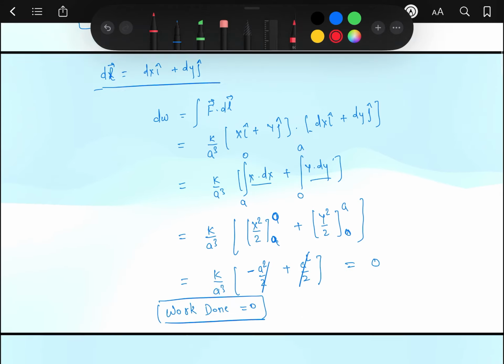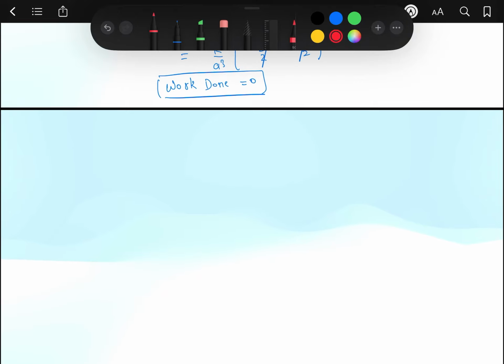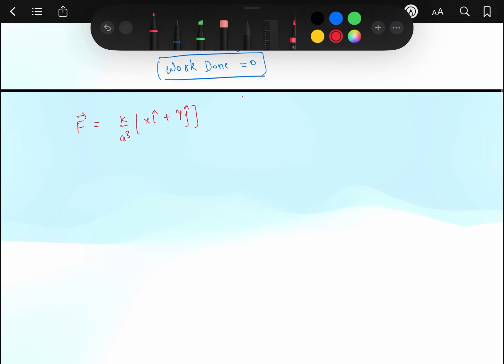One another method we can opt here, that the value of force we are getting here, that F vector is equal to k divided by a cube into x i cap plus y j cap. Okay, so we can check whether this force is conservative or not. We can take the perfect differentials, or we can directly find out the curl here. Del cross F will be equal to 0 for this force. So from here we can say that this force is conservative in nature.